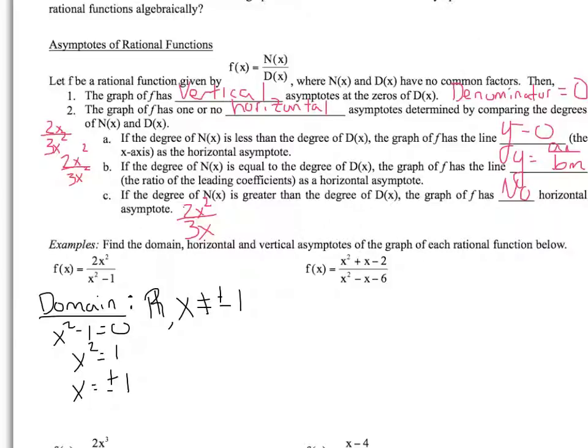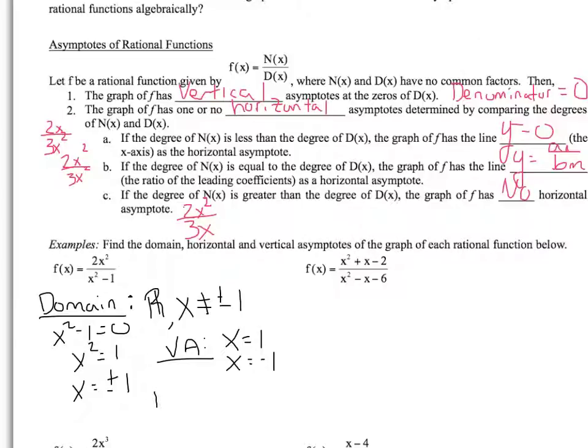For my vertical asymptote, what it says to do is you set your denominator equal to 0 and solve. Well, we already did that for the domain. So my vertical asymptotes are x equals 1 and x equals negative 1.